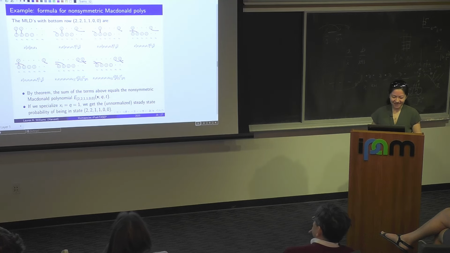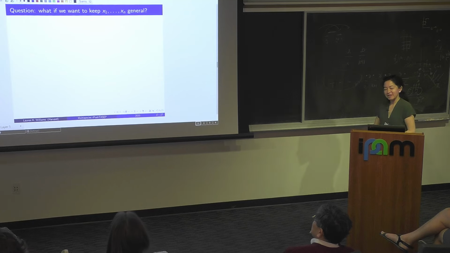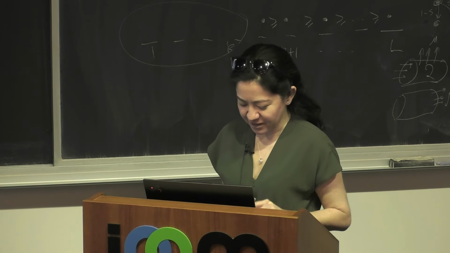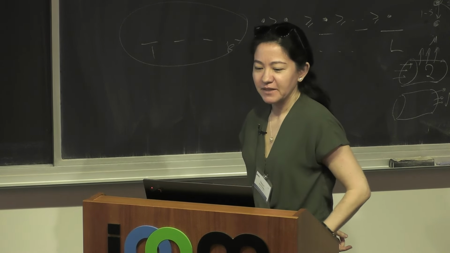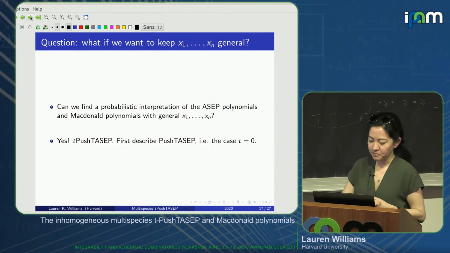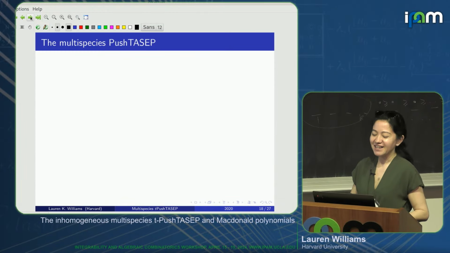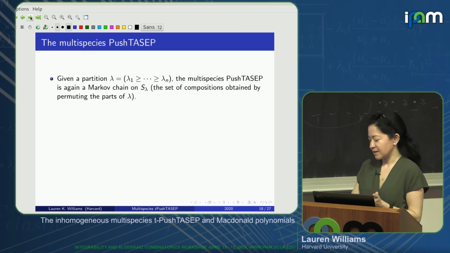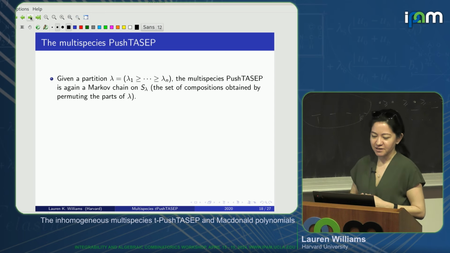OK. All right. So now the question is, what if we want to keep x1 through xn general? And also, we want to keep t general. So we want to know how to find a probabilistic interpretation of these ASEP polynomials and Macdonald polynomials with general x1 through xn. And so Arvind talked about the case t equals 0, where the answer is a model called push-TASEP. And I'll review the definition of this, and then I'll tell you what is t-PushTASEP, so you can see how this is a natural generalization of push-TASEP.